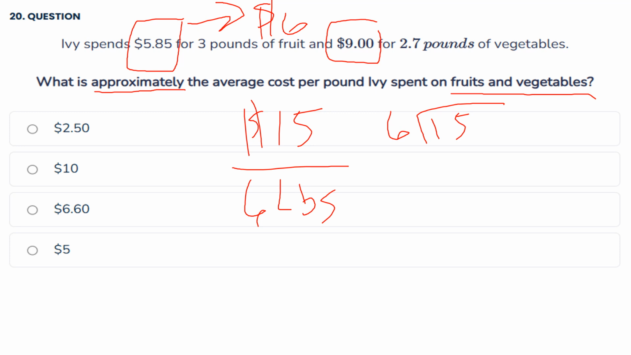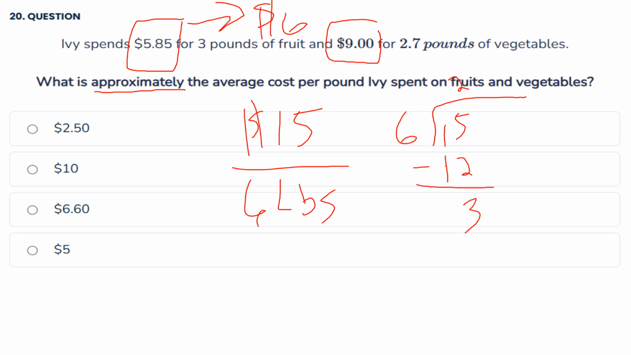6 can't go into 1, but 6 can go into 15. I'm going to move that down a little bit, or we should just get rid of that sign. So let's do it again. 15 divided by 6, so we can put 2 up here. 2 times 6 is 12. 15 minus 12 is 3.